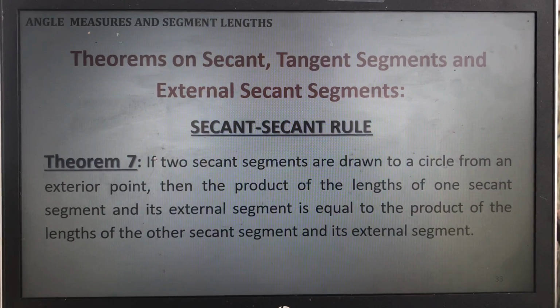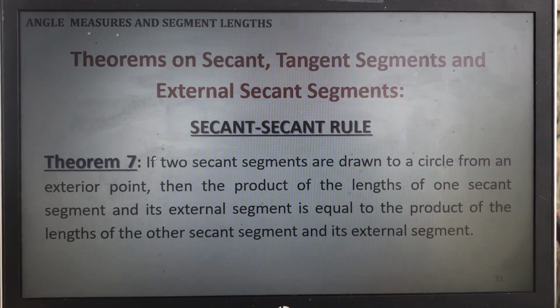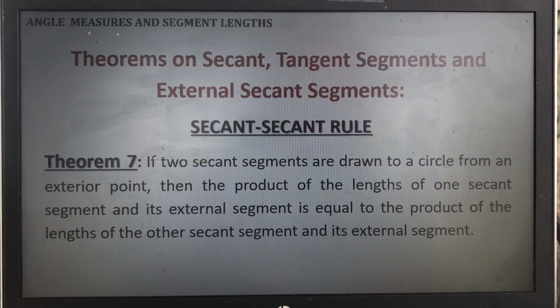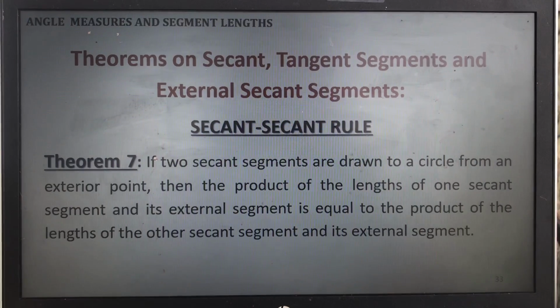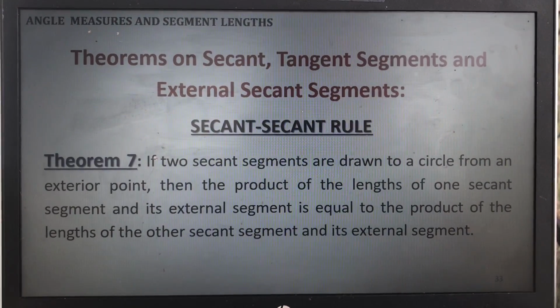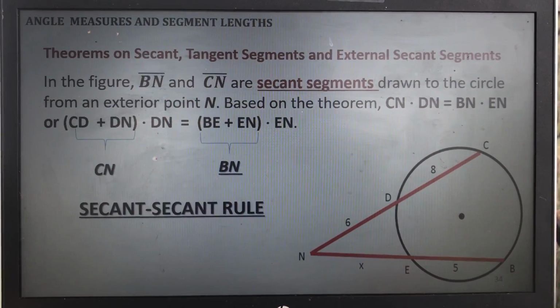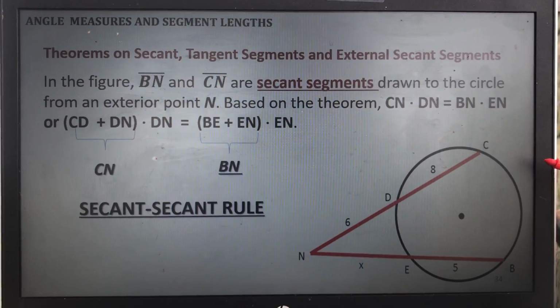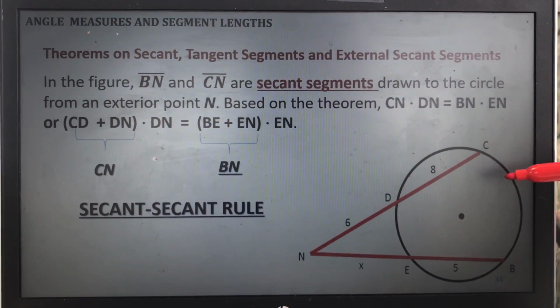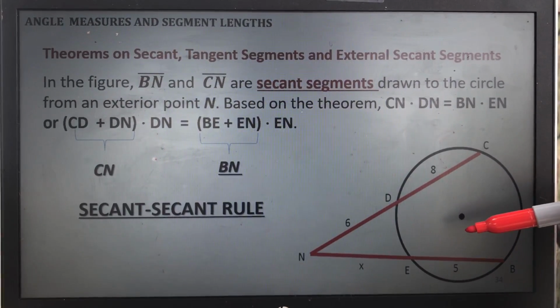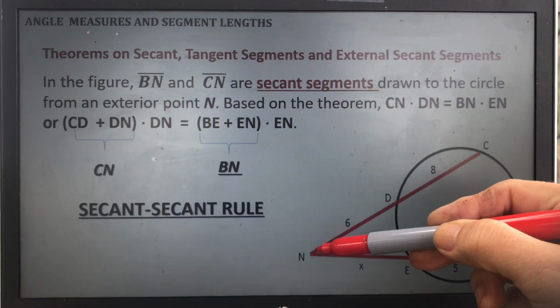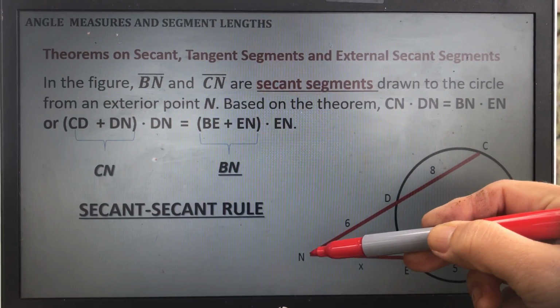Theorem 7 is also known as the secant rule. In Theorem 6, we talked about the chord rule. So Theorem 7 is going to refer to the secant rule. So, applying Theorem 7, let's look at the model. First of all, we have a circle and we have two secants. These two secants intersect at point N, exactly at the exterior of the circle.